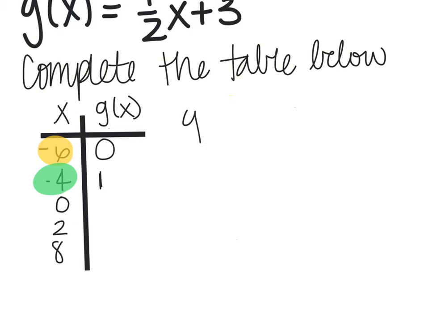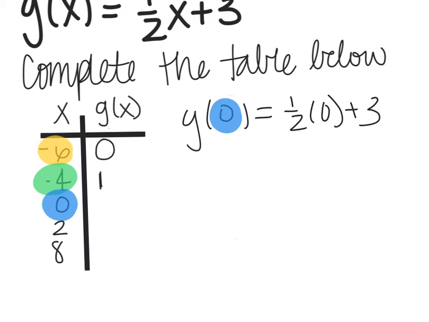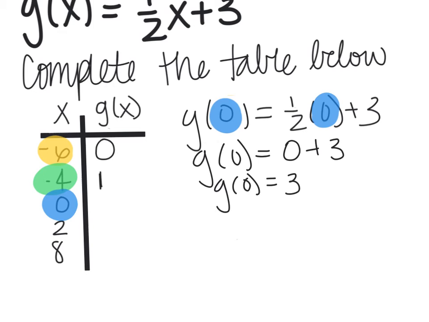So for my third number, I'm going to use the same formula, g of x, but instead of x, I'm going to plug in 0, because that's what they tell me x is. So I'm going to replace this x in the parentheses with 0. And that's going to equal 1/2 times 0 plus 3. Again, that's the same 0 that I plugged in for x on the left side. So I have g of 0 equals, well, 1/2 times 0 is just 0 plus 3, and 0 plus 3 is still 3. So that's going to be on the right side of my table across from 0.